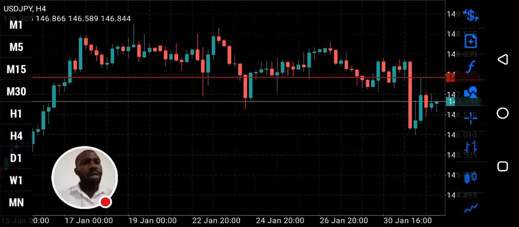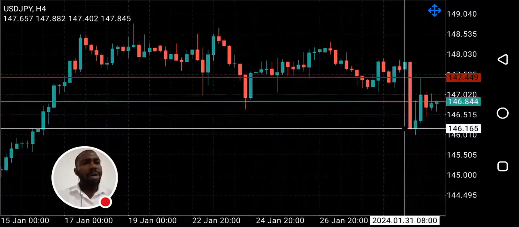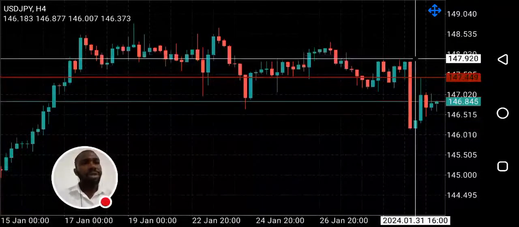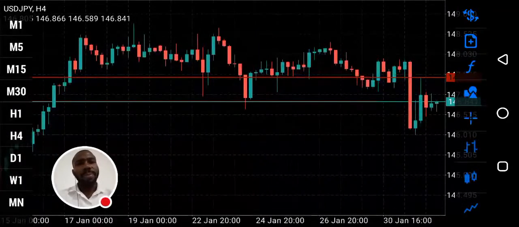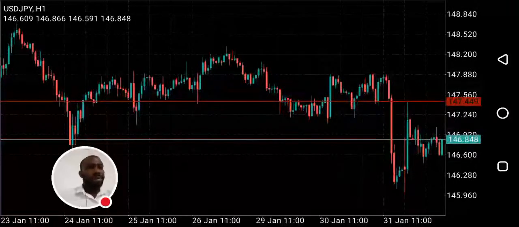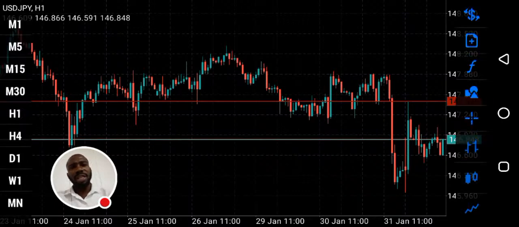Here we had an inverted hammer, which indicates a change in trend from bearish to bullish, on 4 hour. Let's go to 1 hour. It is not clear. I'm not seeing a very nice pattern on USD JPY.